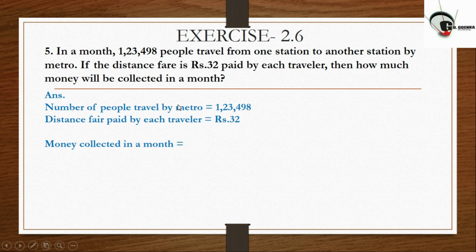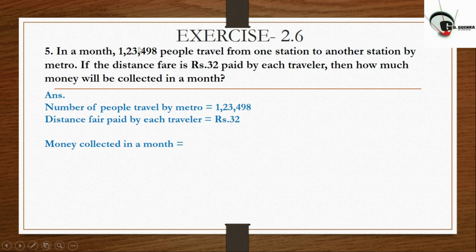So children, again quickly I am giving you a small example. Suppose I am taking a small number. Suppose 10 people are traveling from one city to another city and the distance fare for one person is rupees 5. So if 10 persons are moving and they have to pay rupees 5, what is the total fare, children? Yes, of course. The number is small, so we can do 10 plus 10 plus 10 plus 10 plus 10, that is equal to 50.